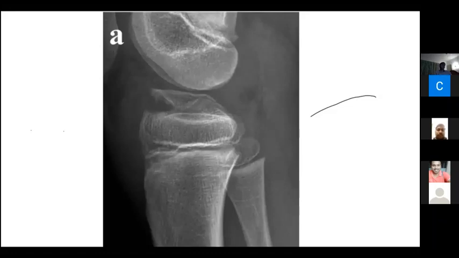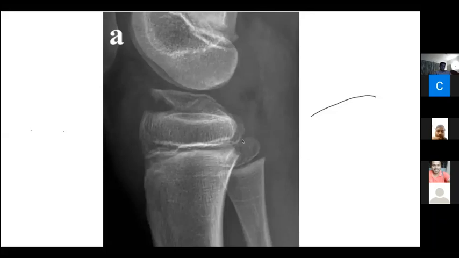From where will you approach that? From top to bottom? From bottom to top? Where do you put the screw? So from top to bottom, from here to here, like this. It'll be very difficult to approach from inside the femur, isn't it? Yeah, sir, not from inside the femur. Can do through the joint. Okay.